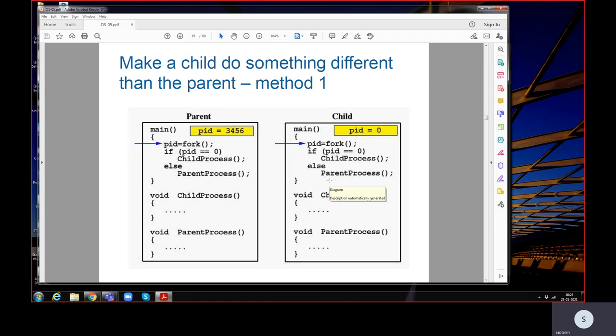But what happens in the child? Fork returns with a value of 0. So now PID equal to 0. The child will come to this next step and find this to be true, if PID equal to 0. And therefore, it will execute the child process. So now you see you can differentiate between what the parent does and what the child does. Whatever you want the parent to do, you write inside this parent process. And whatever you want the child to do, you write within this child process. So this is one way of separating out parent and child. Also, there is another way.